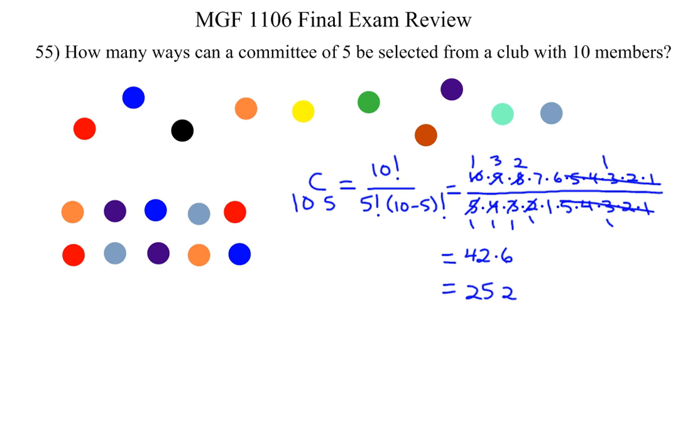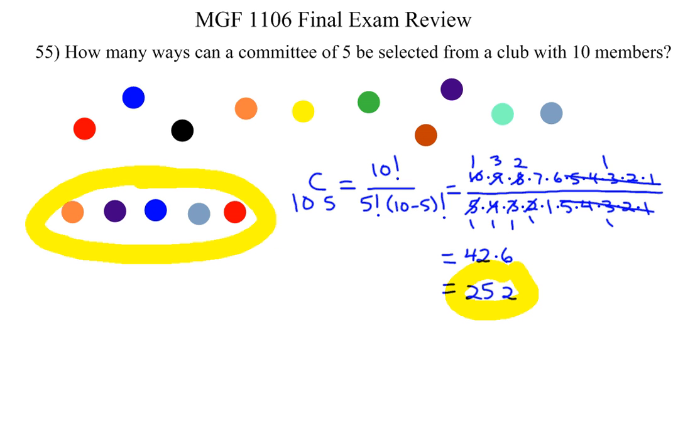So there are 252 ways to select committees of 5 from a club with 10 members. This is one such committee out of the 252.